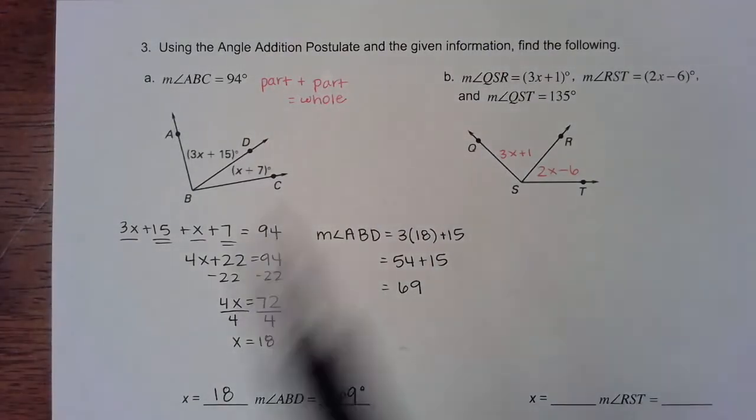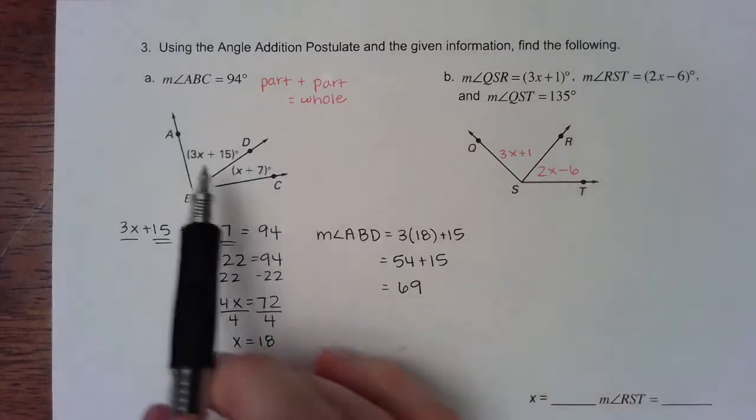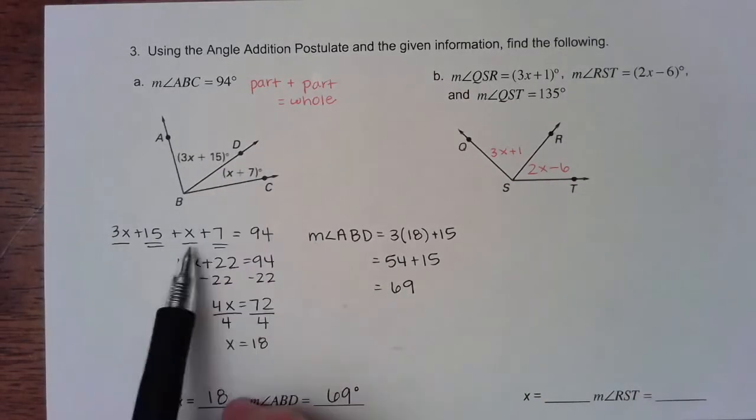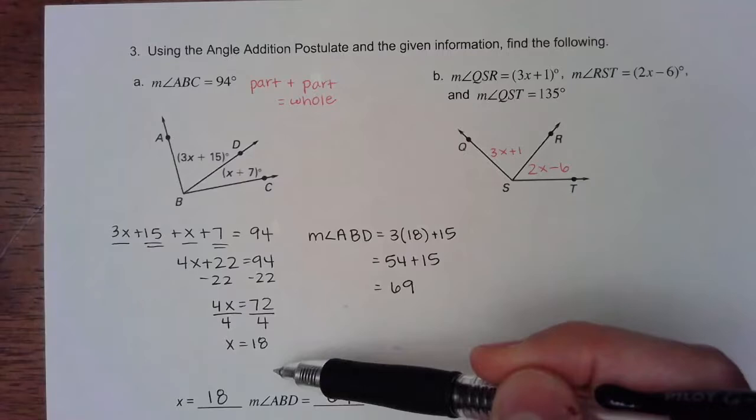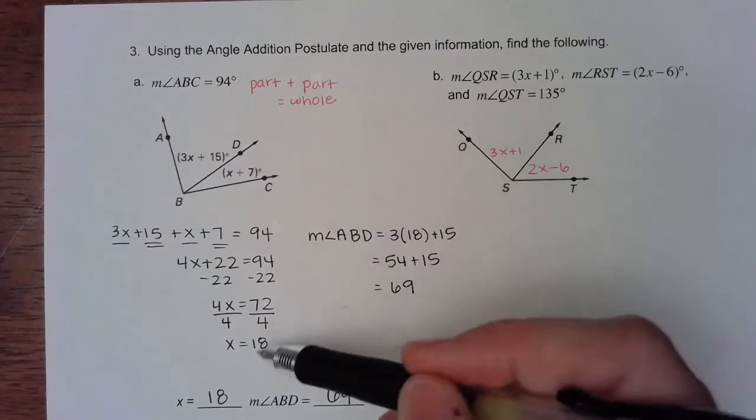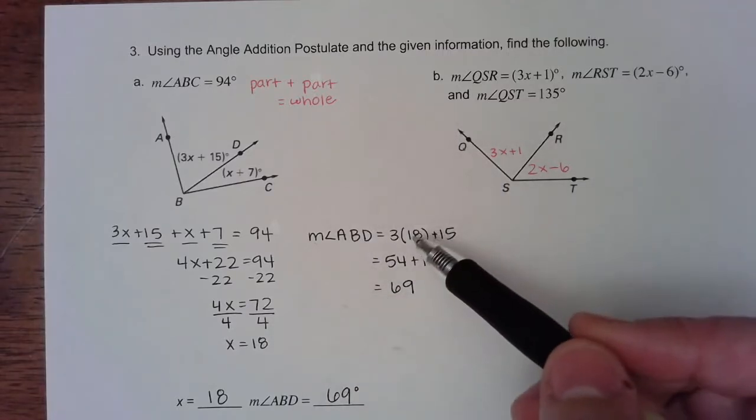So I set up an equation saying that this piece plus this piece, 3x plus 15 plus x plus 7 equals 94, solve for x. And then once I solve for x, I can take what I got for x and I can plug it back into the part that they want me to solve for.